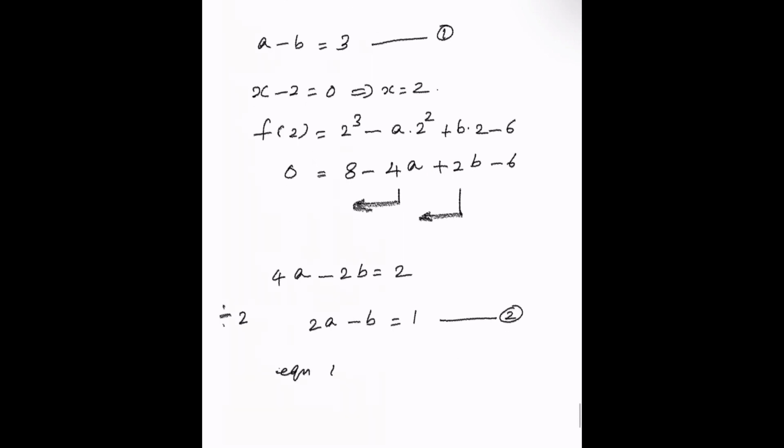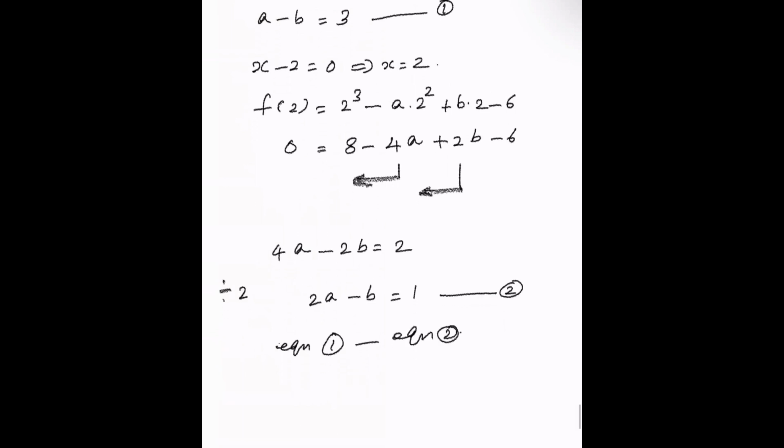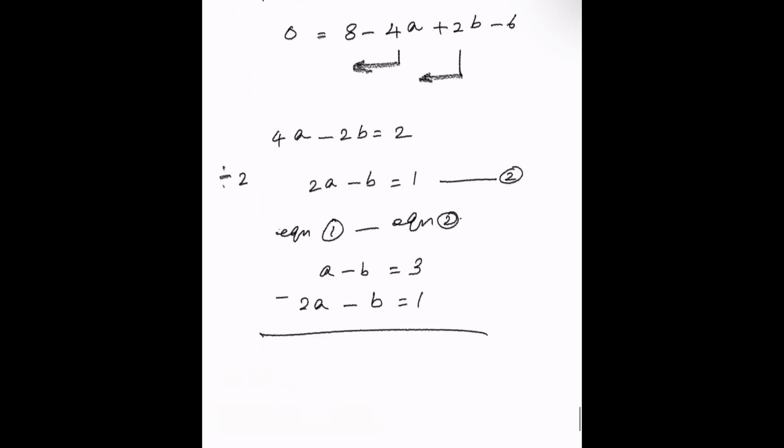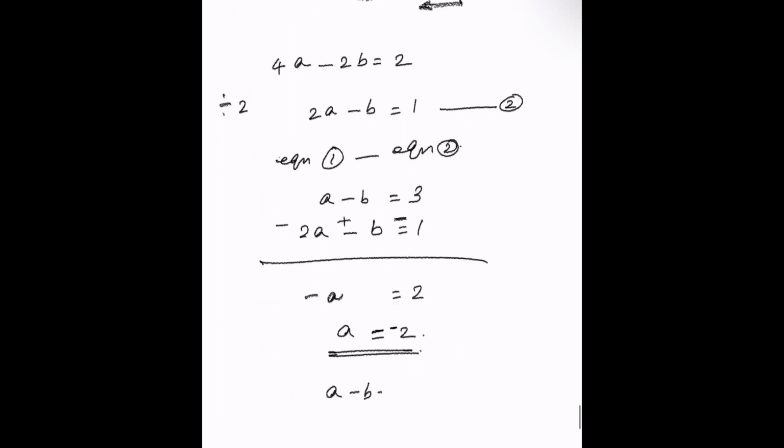So equation 1 minus equation 2. This gives me a minus b equal to 3, 2a minus b equal to 1. Changing the signs, this gives me minus a equal to 2. So a is negative 2. That's what I'm getting. First one I found out. Now what is b? a minus b equal to 3 implies minus 2 minus 3 equal to b. So I'm getting b as minus 5. That's it.